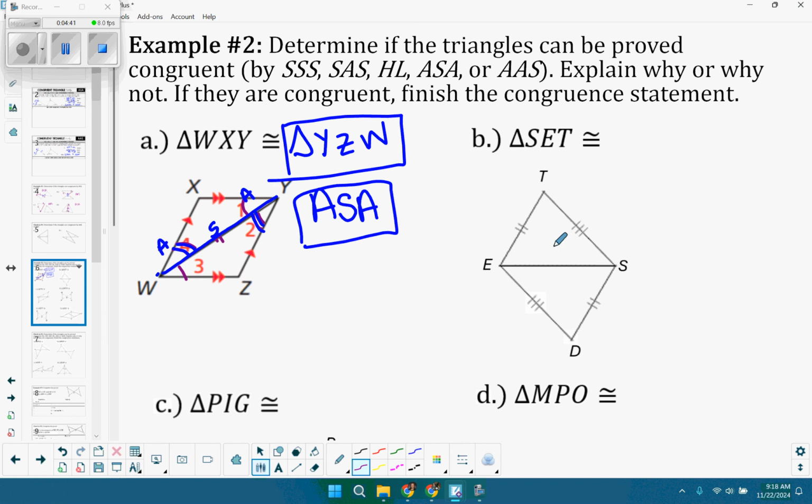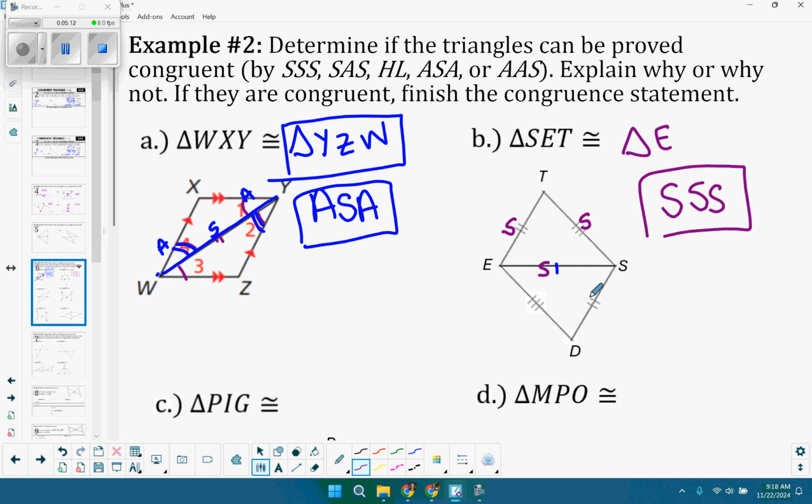For our next problem, I know I'm allowed to mark my reflexive side, and that's it. So now I have an S here, I have an S here, and I have an S here. So that's 3 S's, SSS, which is one of our methods. So triangle SET, so S was between 3 and 1, between 3 and 1 in the other triangle was E. Then I had gone to E, which was between 2 and 1. So between 2 and 1 is S. And ending at T, we're going to end it at D.